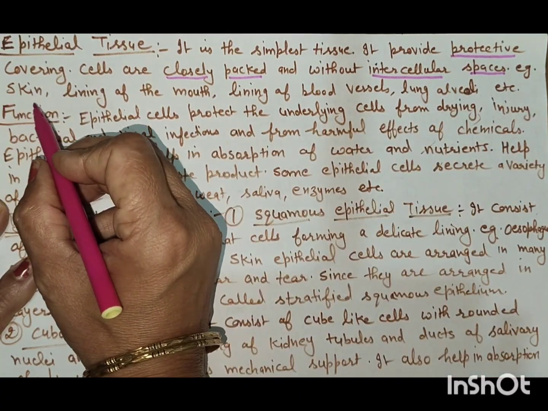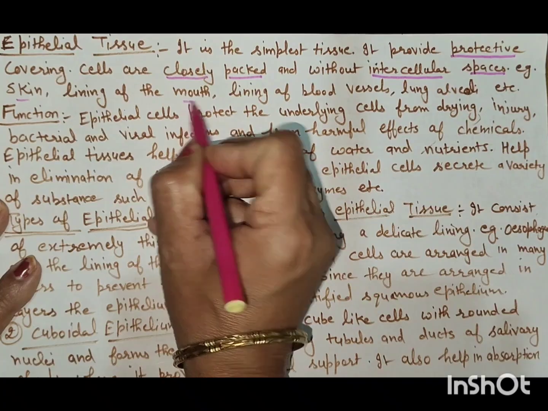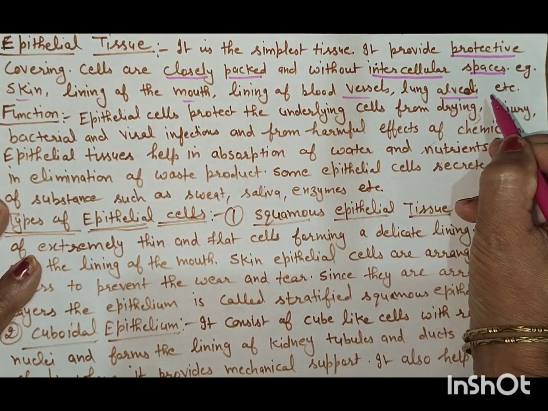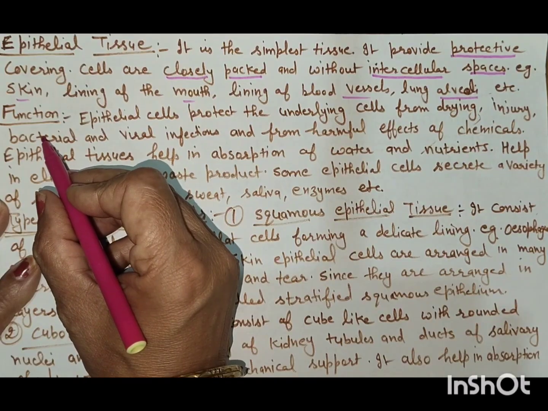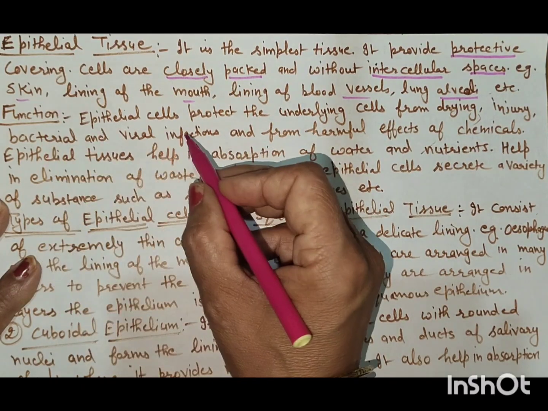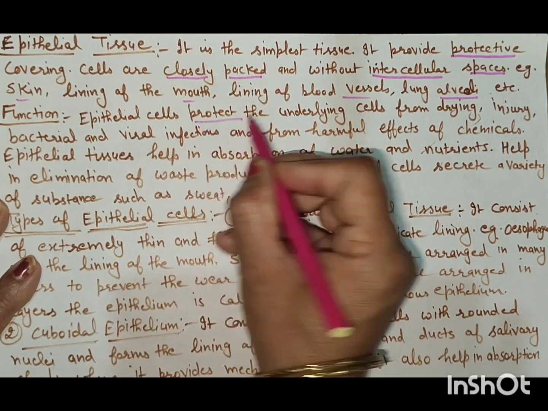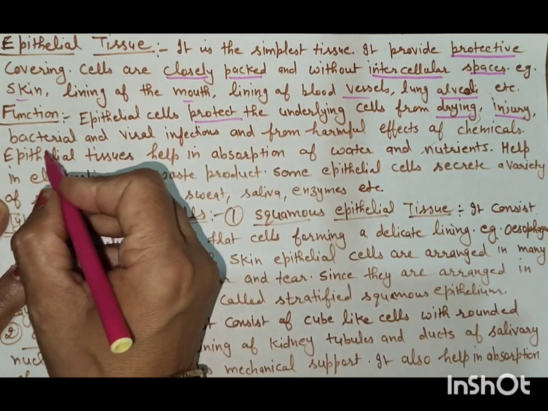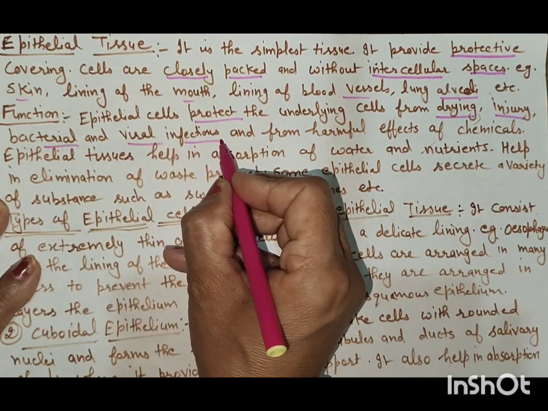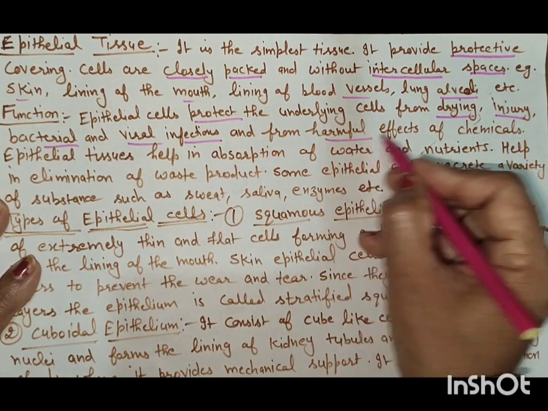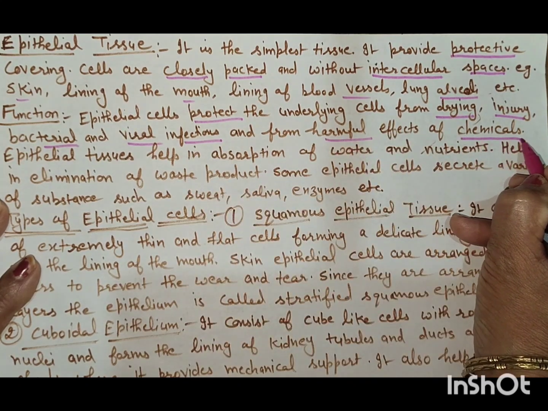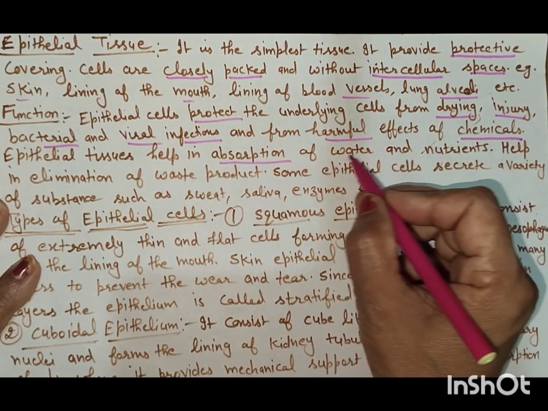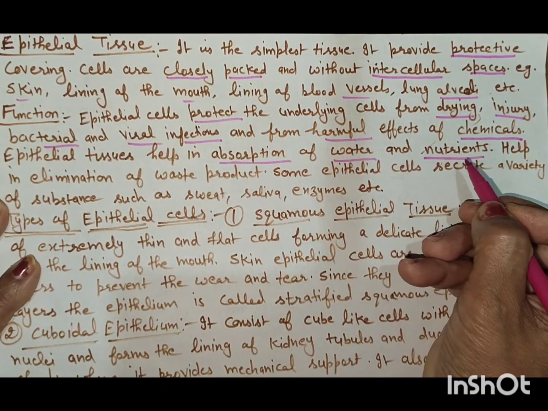It is found in the skin, lining of the mouth, lining of the blood vessels, and lung alveoli. What are the functions of the epithelial tissue? Epithelial cells protect the underlying cells from drying, injury, bacterial and viral infections, and from some harmful effects of the chemicals. Epithelial tissue helps in the absorption of water and nutrients also.